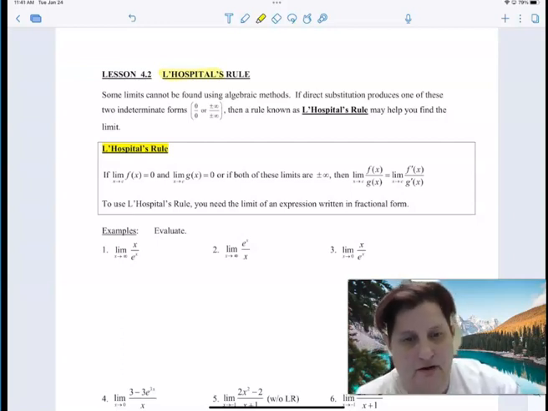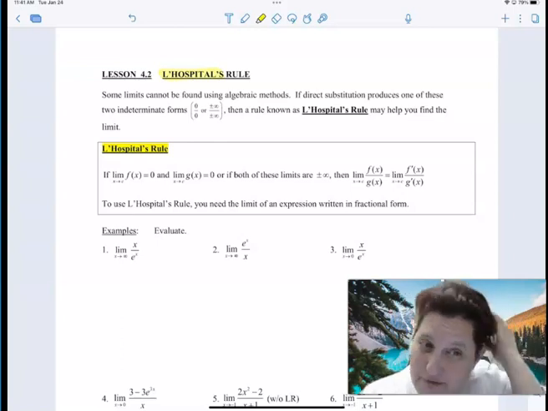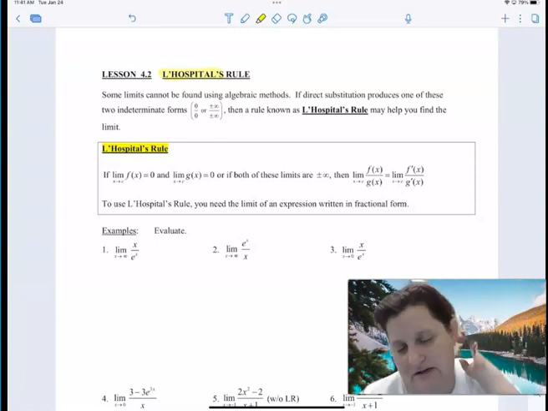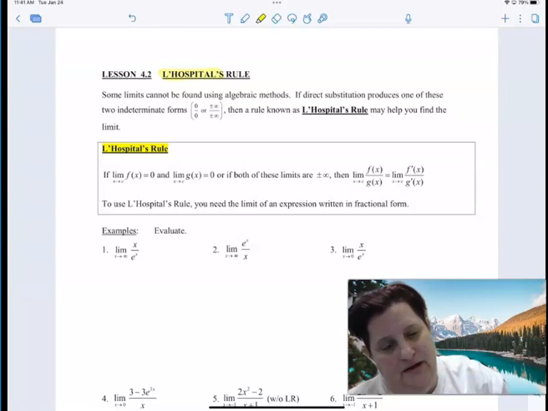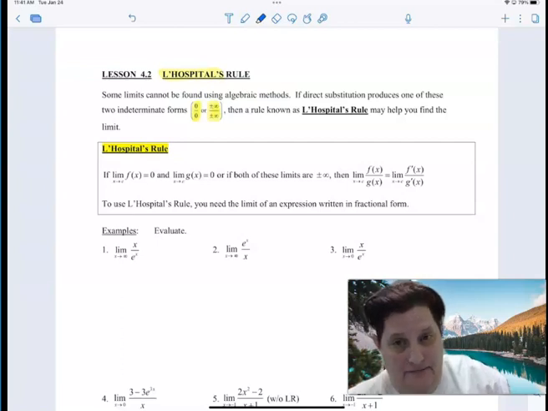When you're doing a limit, and you might wonder why we're doing this, we did limits a while ago, but check this out. If you're doing a limit and you plug it in and you get either 0 over 0 or infinity over infinity, we can use something called L'Hôpital's rule, okay? And it can help me find the limit.